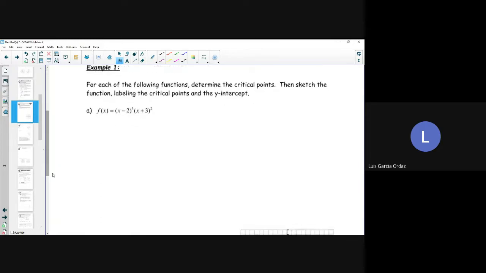Let's go to example 1. For each of the following functions, determine the critical points, then sketch the function labeling the critical points and the y-intercept.